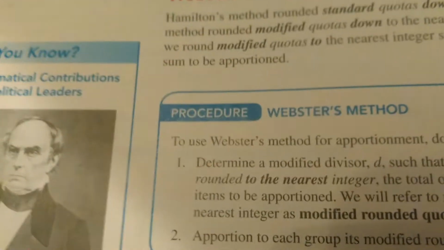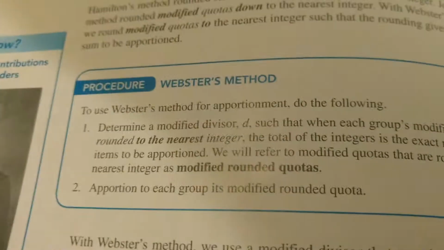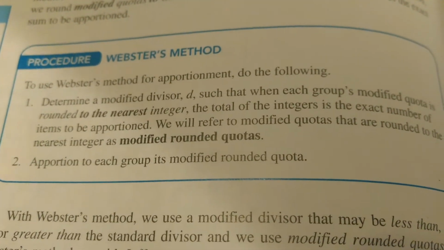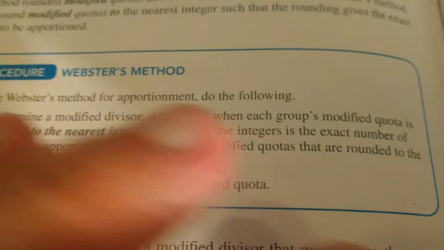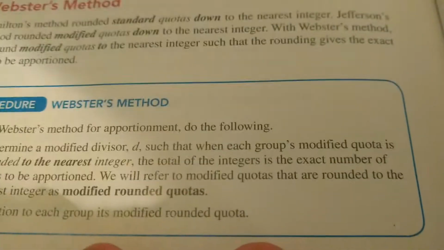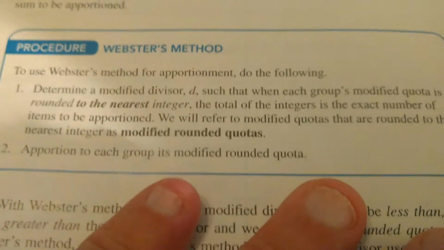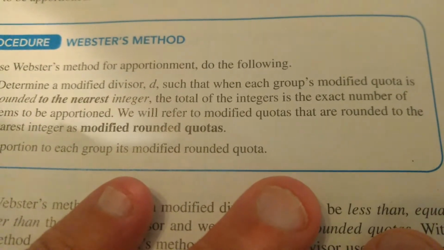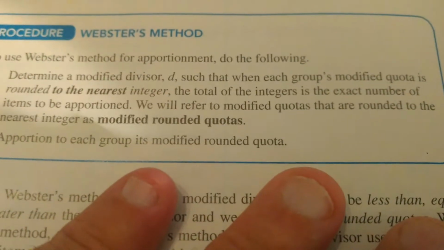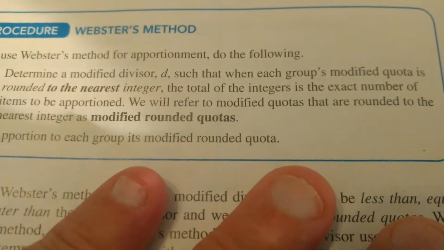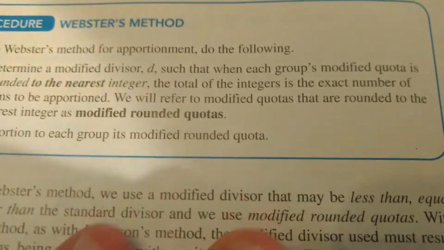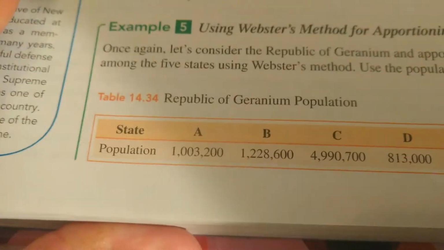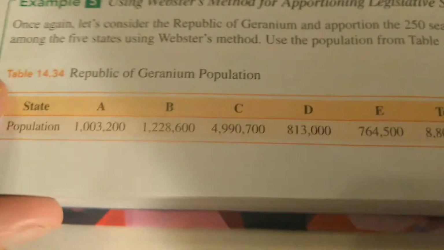Next one we come to is Webster's method. Webster's method only has 2 steps too. It says determine a modified divisor D such that when each group's modified quota is rounded to the nearest integer, the total of the integers is the exact number of the items to be apportioned. We refer to these as modified rounded quotas. So let's go back to our problem with germanium. There's our populations again.